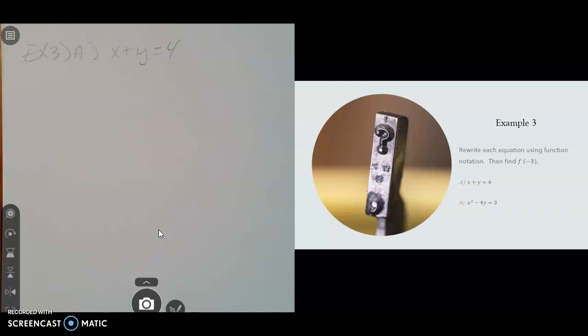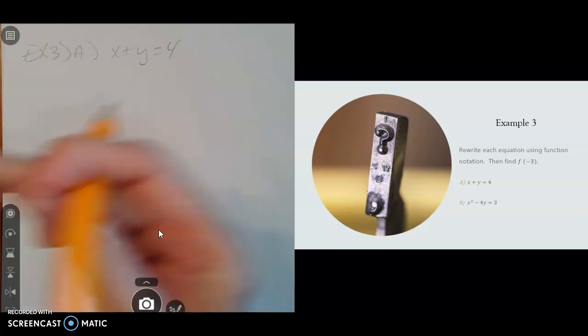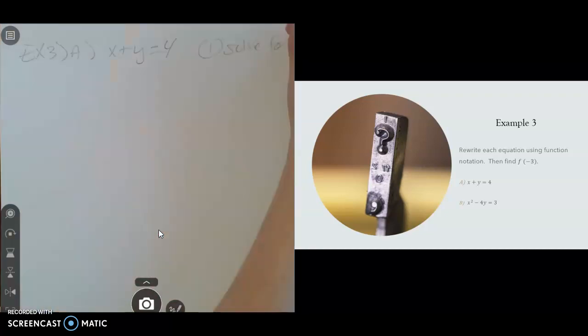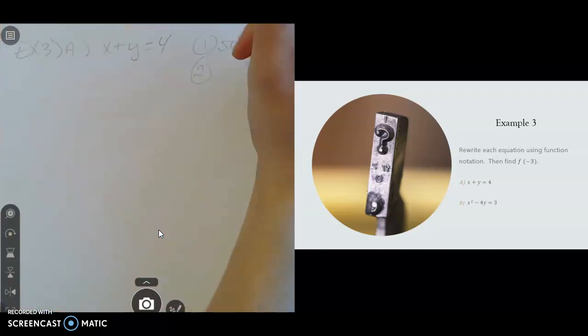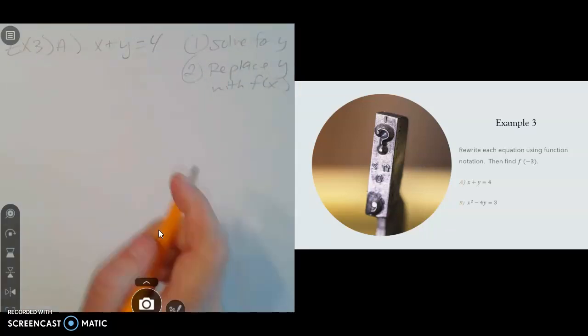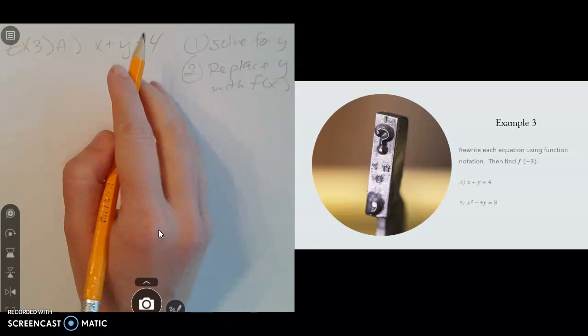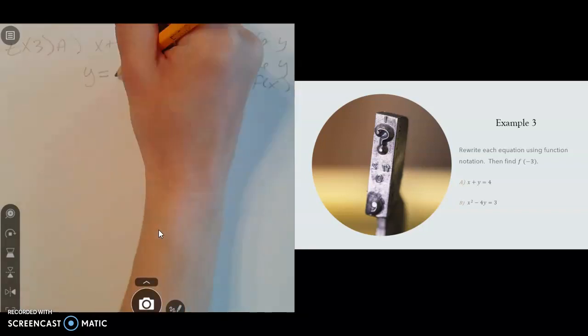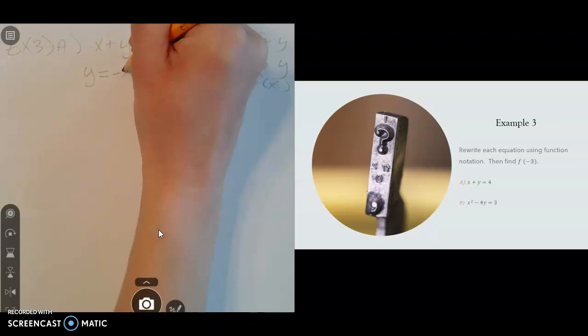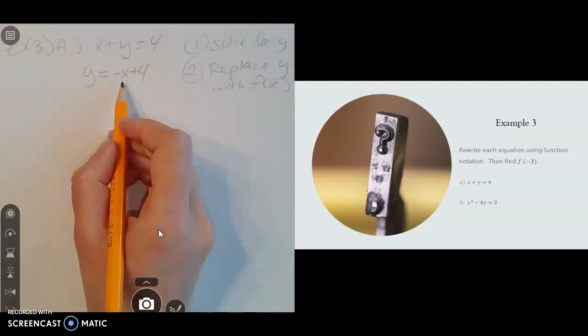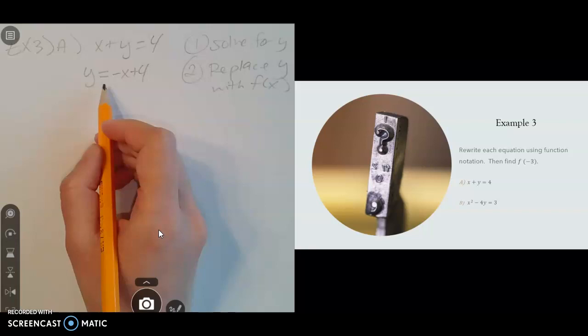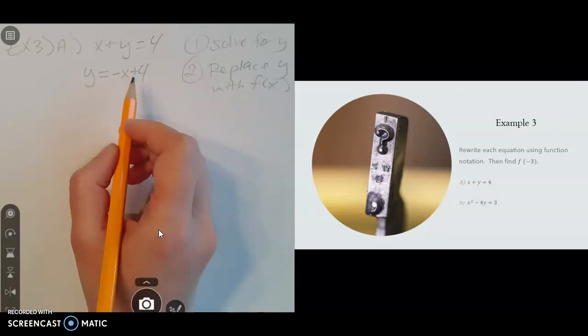So to get it in function notation, you're going to solve for y, and then you'll just replace the y with f of x. That's it. It's really not too terrible. So with our first one, if I want to solve for y and get y by itself, all I need to do is subtract x from both sides. So I'll have y equals, and I could do 4 minus x or negative x plus 4. I'm going to choose negative x plus 4 because that's slope-intercept form, a nice format to have things in.